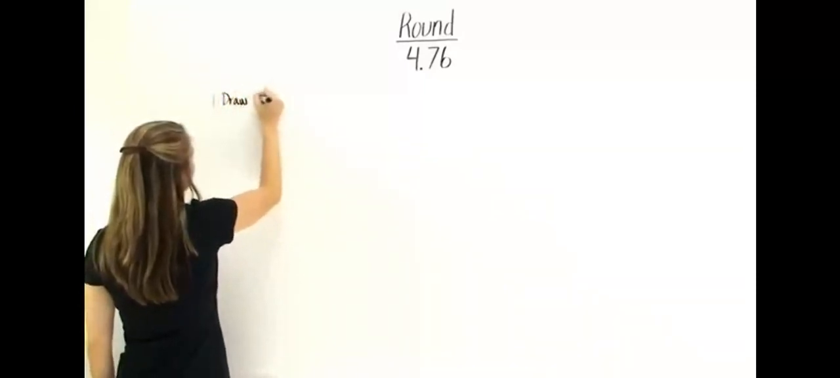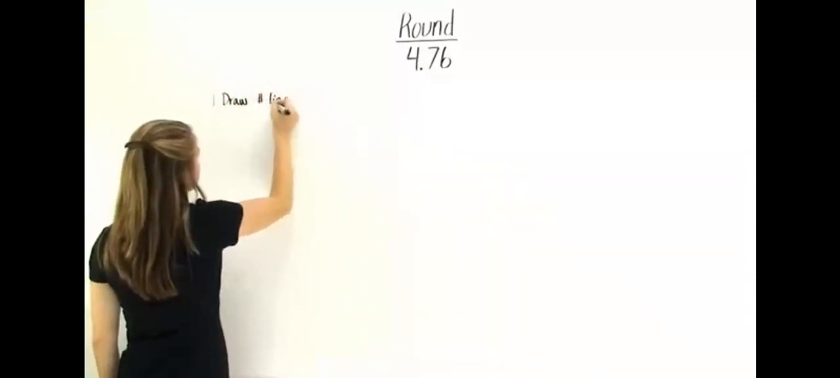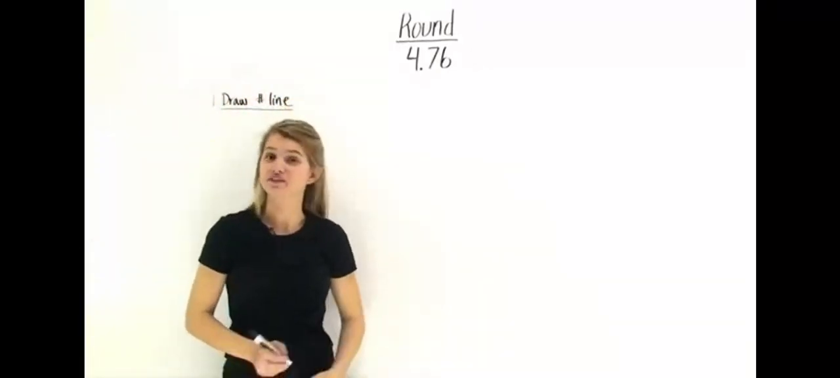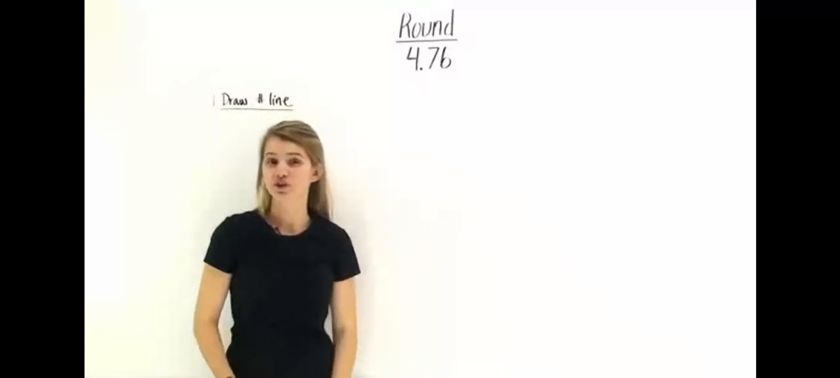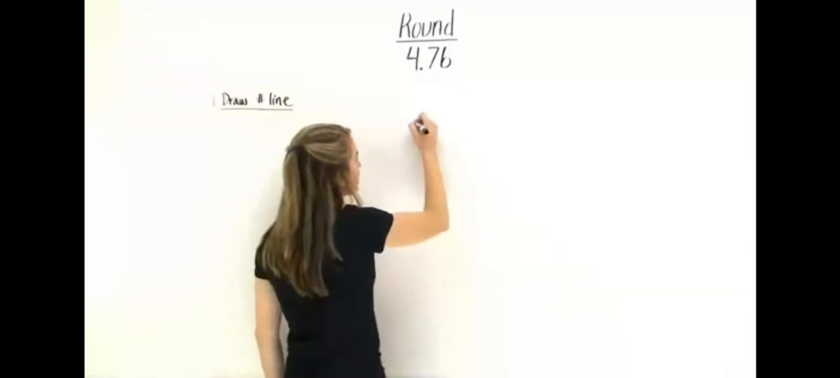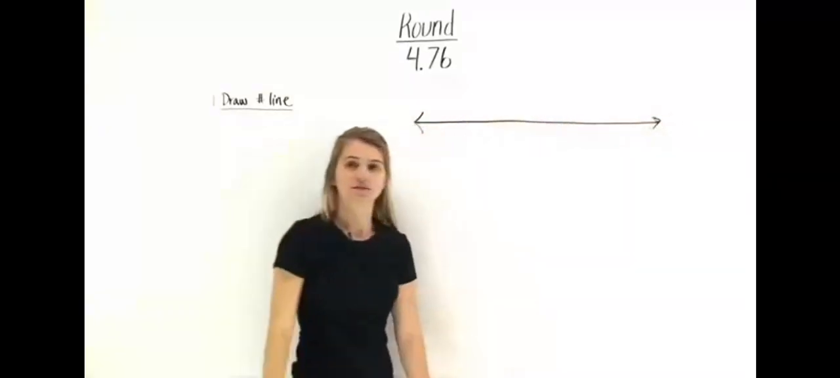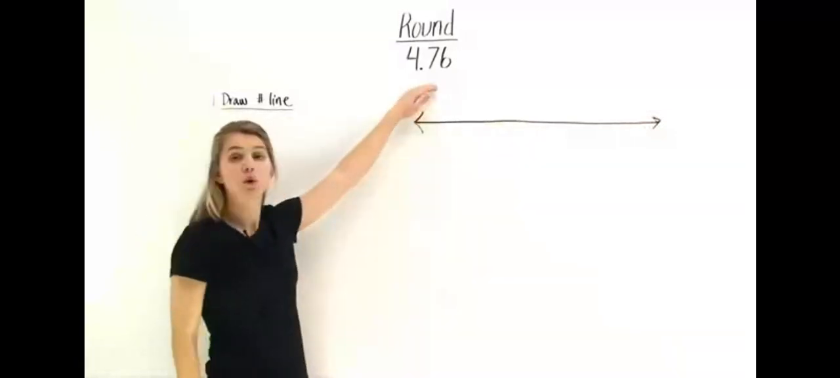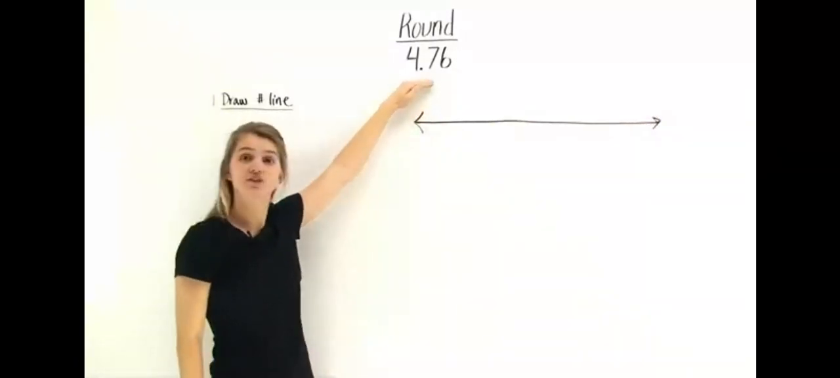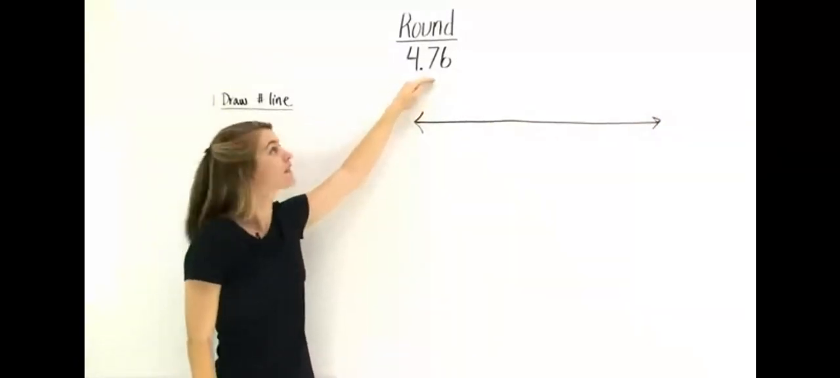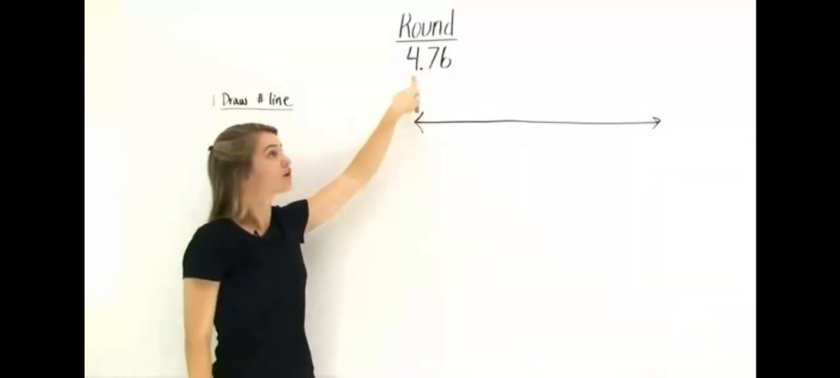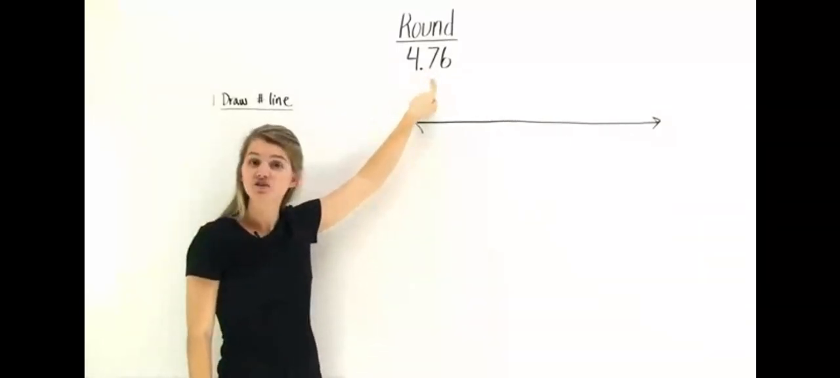So we want to draw a number line. A number line is a line we can use to visualize numbers, and we can see where numbers are in comparison to other numbers. So we want to draw a number line, and we want to see where our number falls on the number line. Well, let's compare it to some whole numbers, because we need to know how to round this to the nearest whole number. Well, this number here is 4 and 76 hundredths.